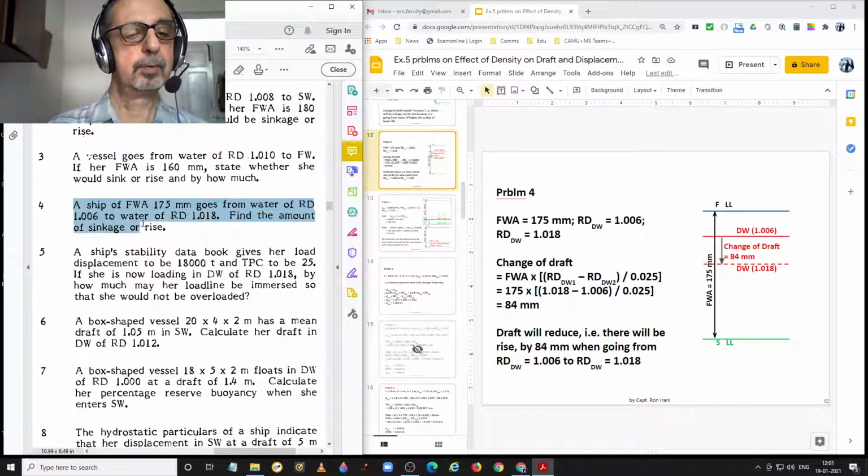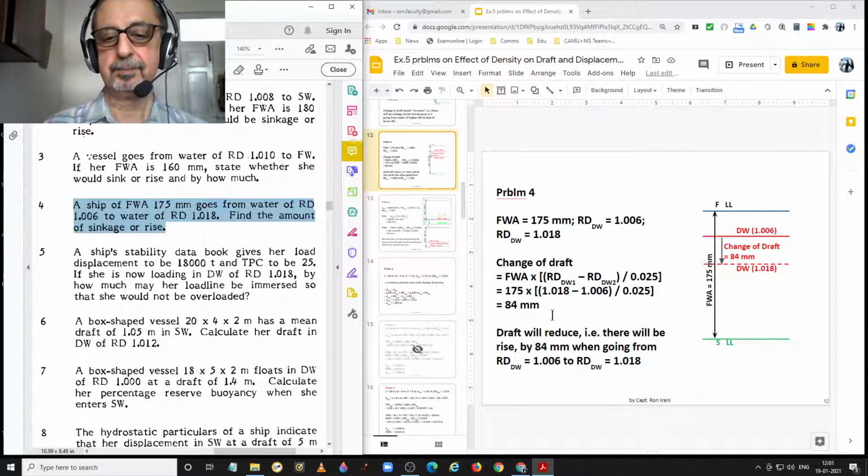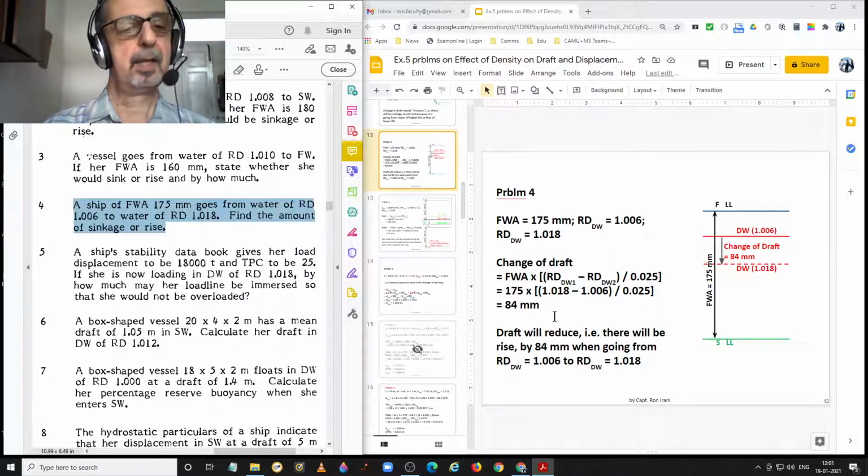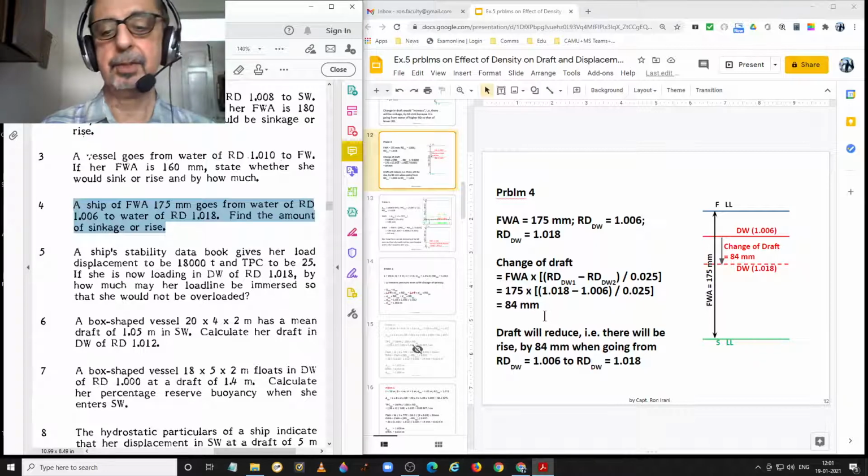Problem number 4. Freshwater allowance given is 175 millimeters and she goes from 1.006 to 1.018. Find the amount of sinkage or rise. In this problem, she is going from water of lesser relative density to water of greater relative density. So in this case, the ship will rise. In other words, the draft will reduce.